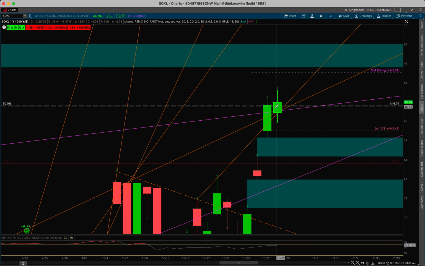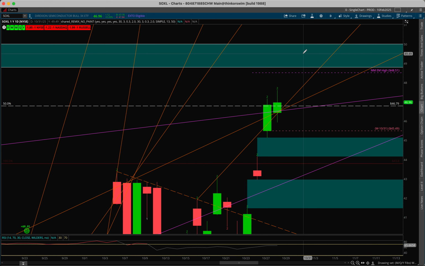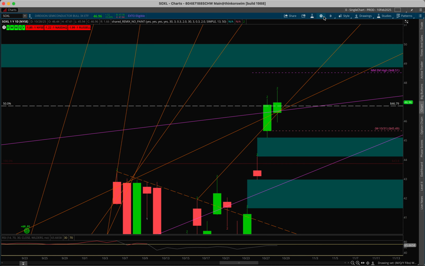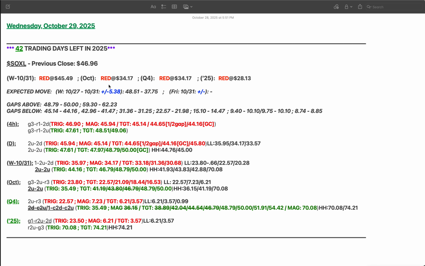And then to the upside, we would have a 2 up continuation, just looking to continue to ride that momentum, and of course targeting the market maker's expected move high and then the gap here, half gap, as targets on the way up. All right, so let's just go to our notes here and look at the numbers.